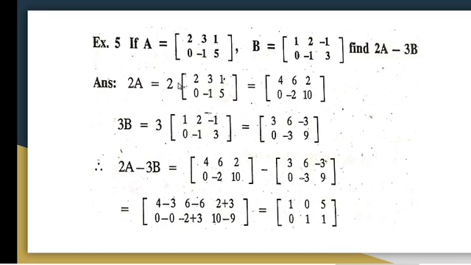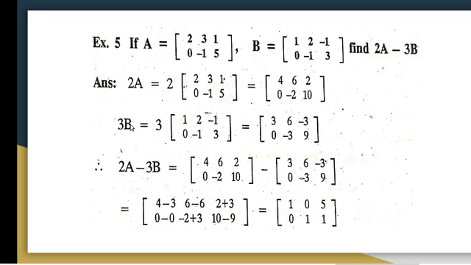Simple multiplication of the elements of A with 2. That means 2 into 4, then 2 into 3, 6, then 2 into 1, 2. Similarly, 2 into 0, 0, 2 into minus 1, minus 2, 2 into 5 is equal to 10. In this way, we can multiply all the elements of the matrix with 2. So, we will get 2A.